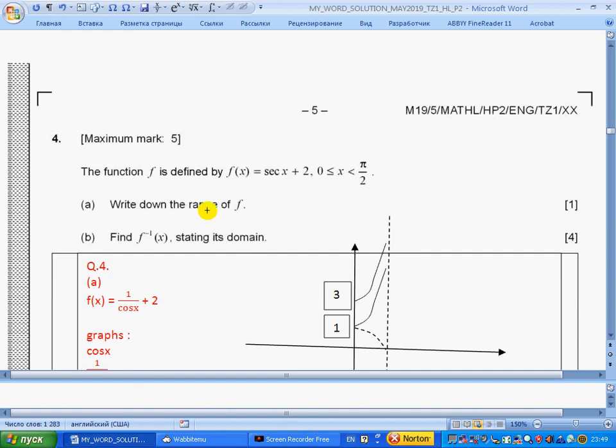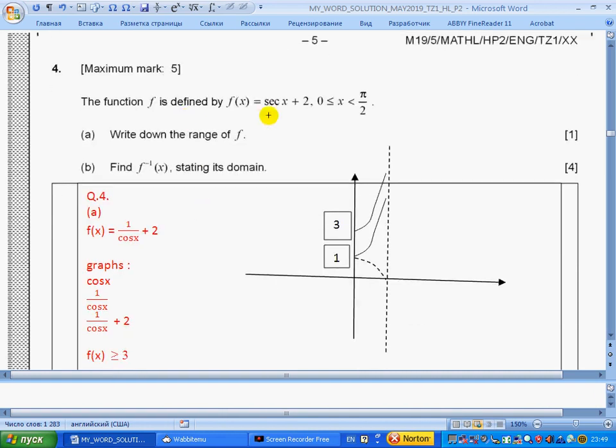Question 4. The function is defined between 0 and pi over 2. Write down the range of function f. So first of all, function f is 1 over cosine plus 2. The cosine graph goes from 1 to 0. It means that 1 over cosine will go from 1 to positive infinity, and if we add 2, from 3 to infinity. So the range of function f is more or equal to 3.